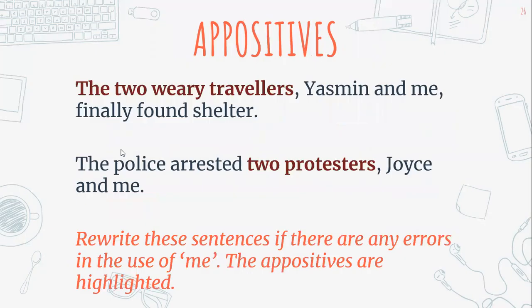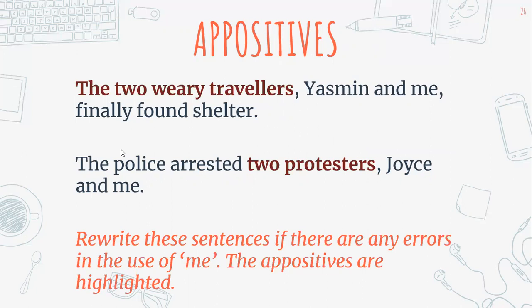And now we speak about appositives. Appositives are nouns or noun phrases that identify, rename, or explain other nouns or pronouns. Appositives have the same function in the sentence that the word has. So here we have two examples again. The two weary travelers, Yasmin and me, finally found shelter. And then we have, the police arrested two protesters, Joyce and me. And we are to rewrite these sentences if there are any errors in the use of me.